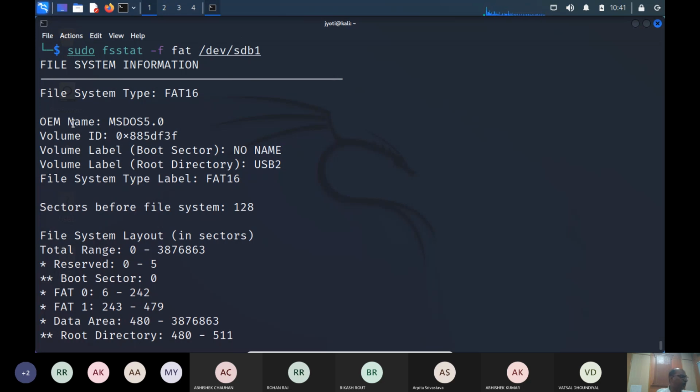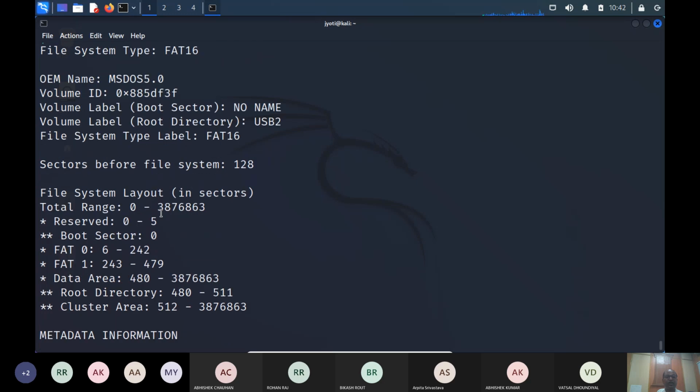Normally for Windows 7 and onward, it gives MS-DOS 5.0. These are Microsoft operating systems, but different Microsoft operating systems will give you different names, which you can try. Then the volume ID, and then the volume label. For the boot sector, there is no name. And the total volume name, as you could have seen, was USB 2. That is the user-defined name I had given, and the file system type is FAT 16.